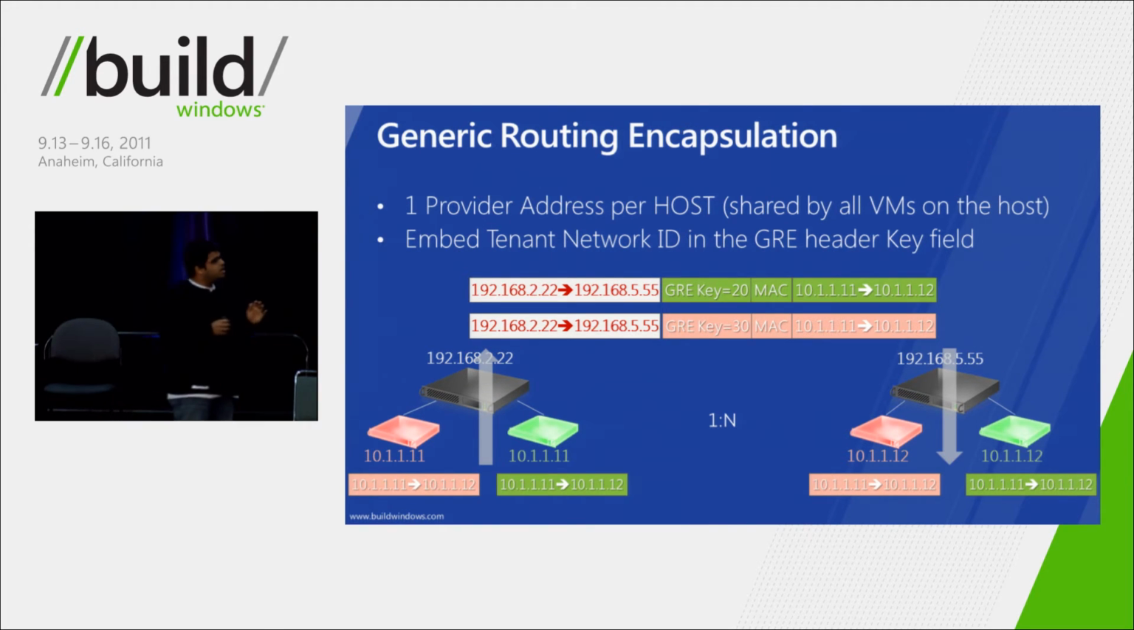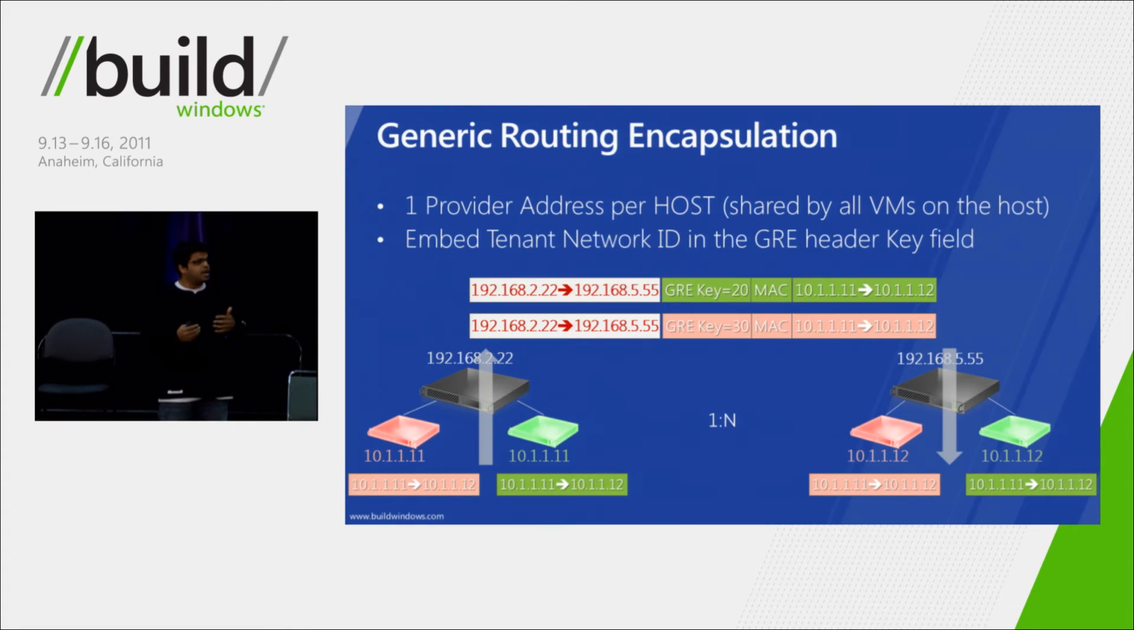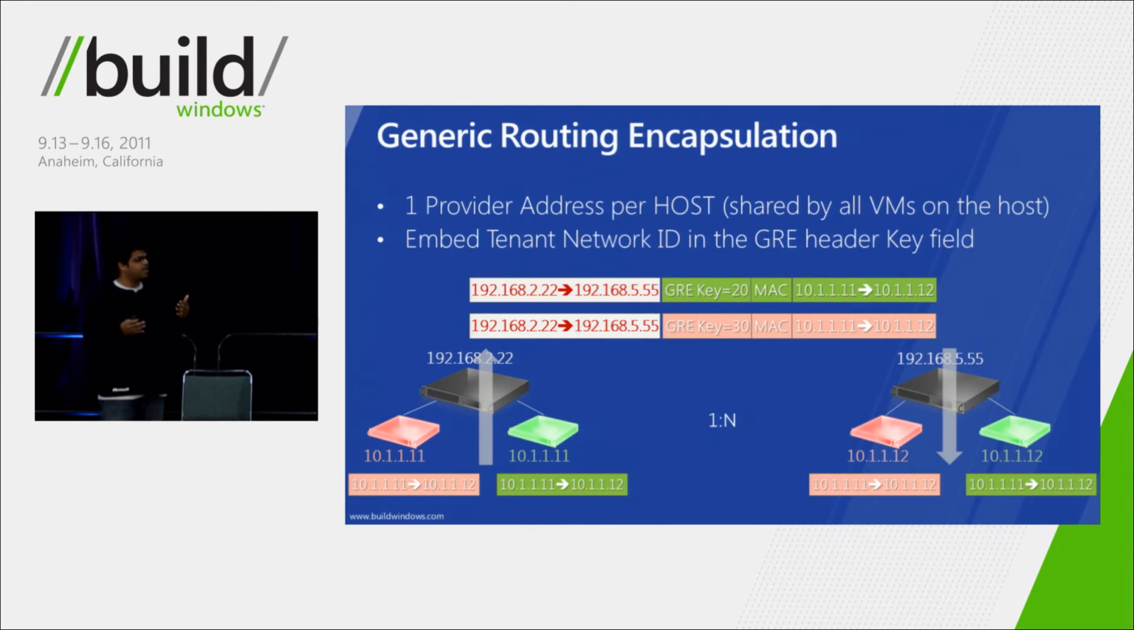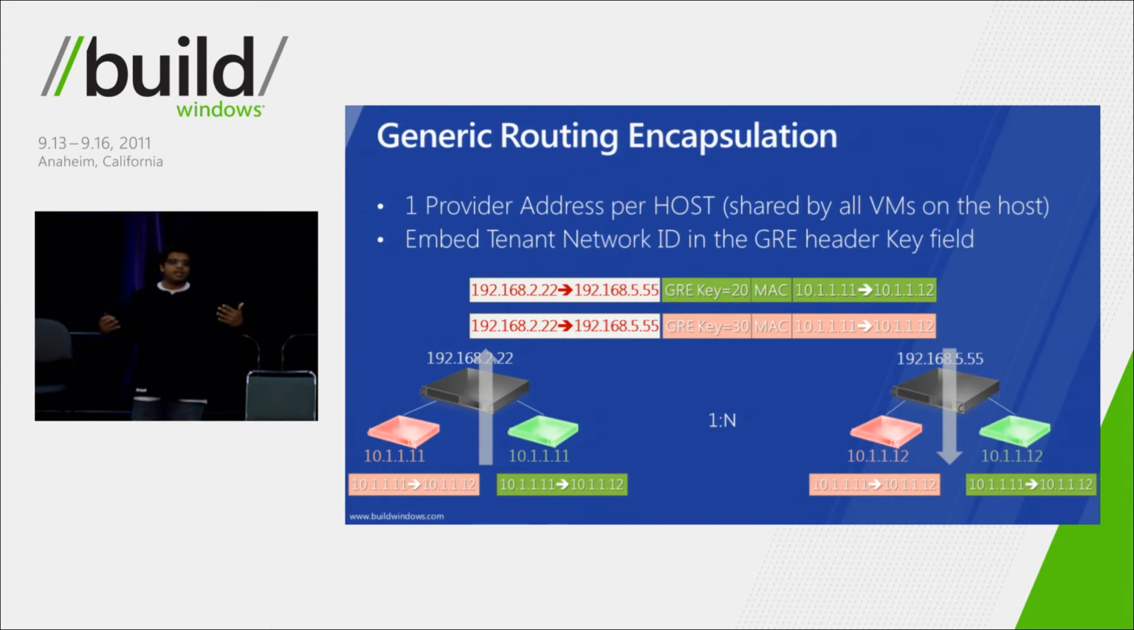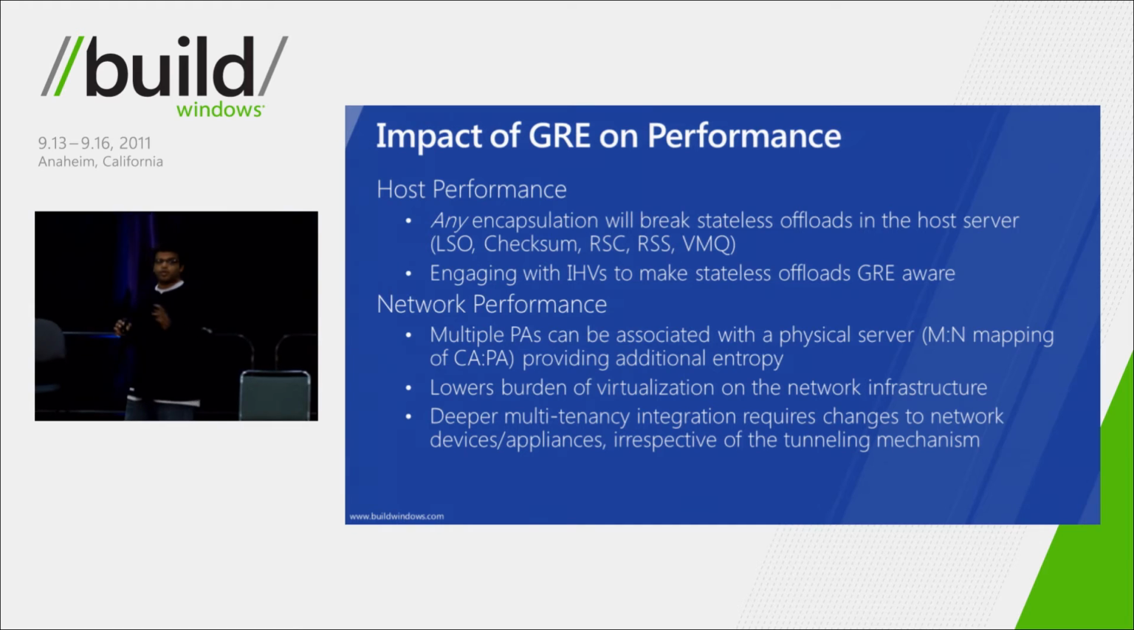Now, GRE allows us to do a one-to-n provider customer address mapping. That means I can use only one provider address, and I can have n customer addresses that are behind that. And it's not just one-to-n, it also lets you do m-to-n kind of mapping, right? You could have m physical addresses mapping n customer addresses, and it provides a very useful use case, as I'm going to show you right now. Anytime you do any encapsulation, you have to worry about performance. You have to worry about MTU, you have to worry about performance in the host, you have to worry about performance in the network.